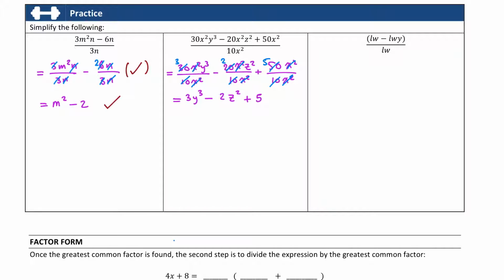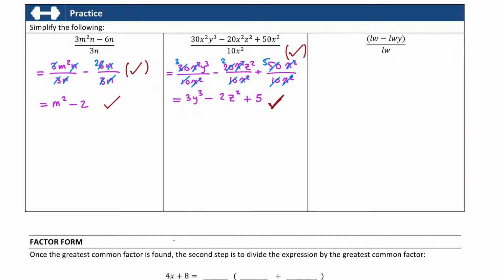In terms of steps, the final answer is required for accuracy and the steps are optional for method. It will be very important to actually show some ways that you're canceling things out. But once you get very comfortable with these types of questions, you can easily just go from here to here without the intermediate step. For the last question over here, I have LW minus LWY divided by LW.